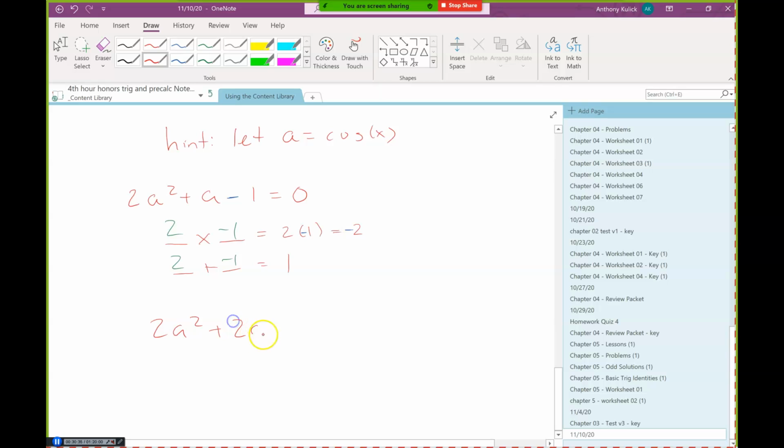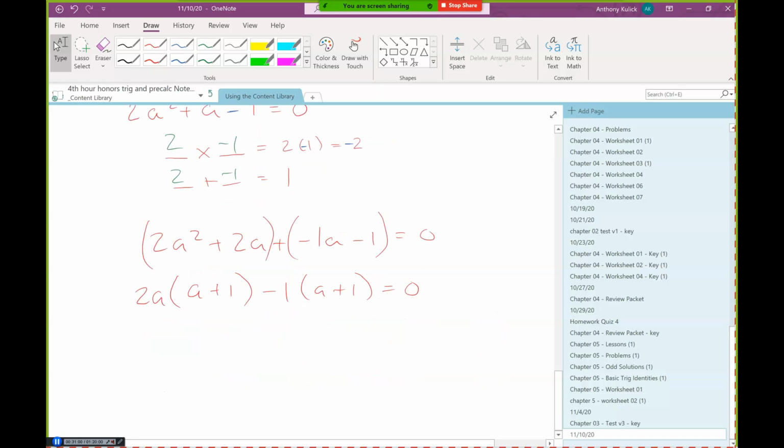We replace that middle term with 2a and -1a, and then we make two groups. From the first group, we can take out a greatest common factor of 2a, leaving us with a plus 1. From the second group, -1, leaving us with a plus 1. And then if I compare what's left, I see that both of these terms have an a plus 1. So if I factor that off, we're left with 2a minus 1. And now we're factored. You guys remember doing that factoring last year? I expect you still remember how to do it. This is your refresher.